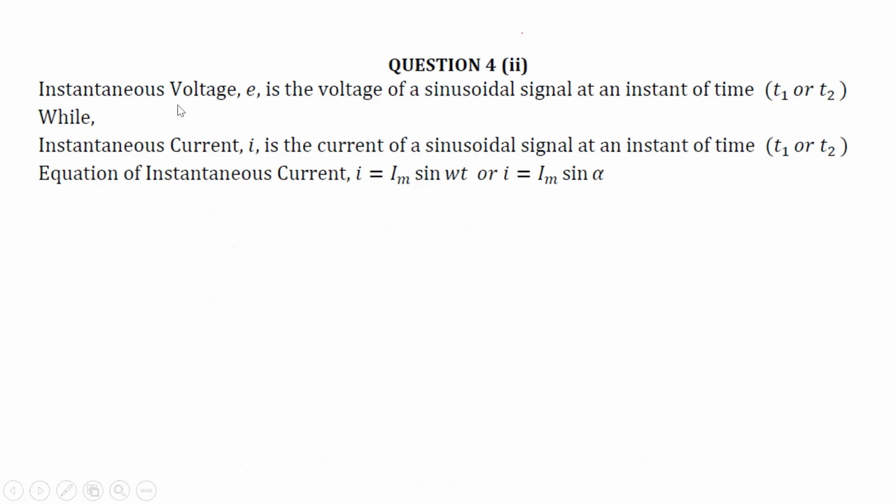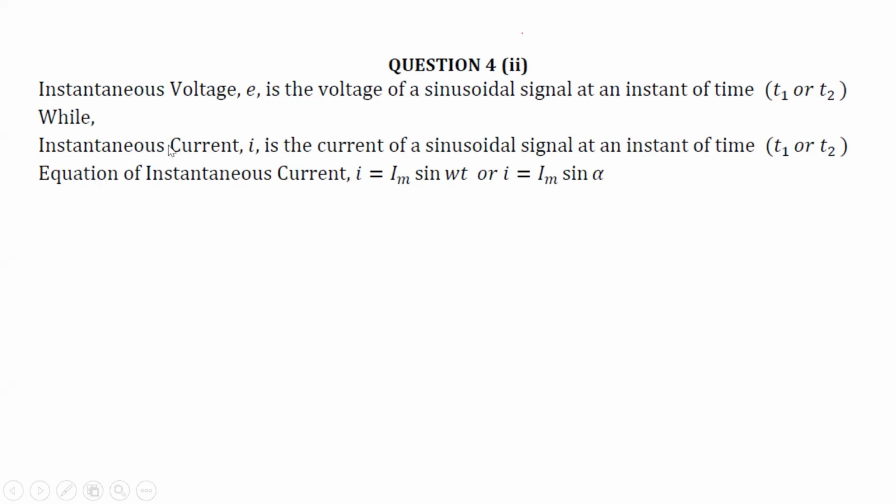Then for 4II, instantaneous voltage is the voltage of a sinusoidal signal at an instant of time. Like at a particular time, T1 or T2, you have a particular voltage at that particular instance, and it changes as the time changes. So we can say that instantaneous voltage is the voltage of a sinusoidal signal that changes in accordance with the time at that moment.